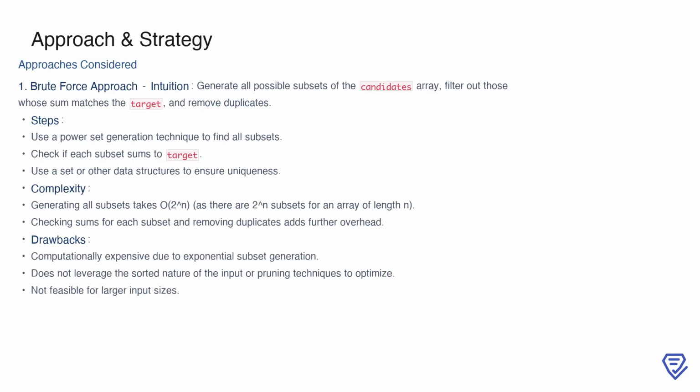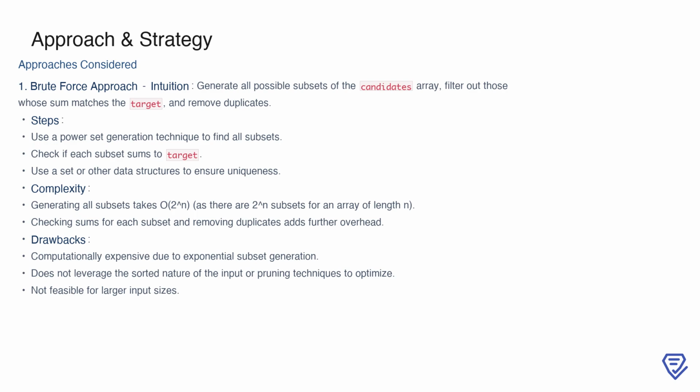To begin, let's consider the brute force approach. The intuition here is to generate all possible subsets of the candidates array. Once we have all subsets, we can filter out the ones whose sum matches the target. To ensure we only keep unique combinations, we use a set or similar data structure to eliminate duplicates.